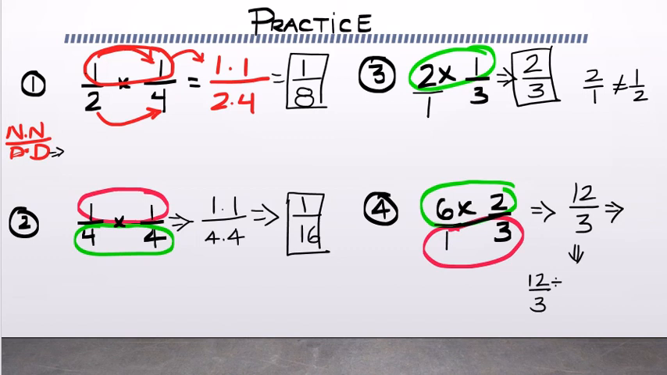You can always start with the 2, so let's look into 2. 12 can go to 2 because 2 times 6 is 12, but you cannot divide 3 by 2. So that means 2 is not the right number.